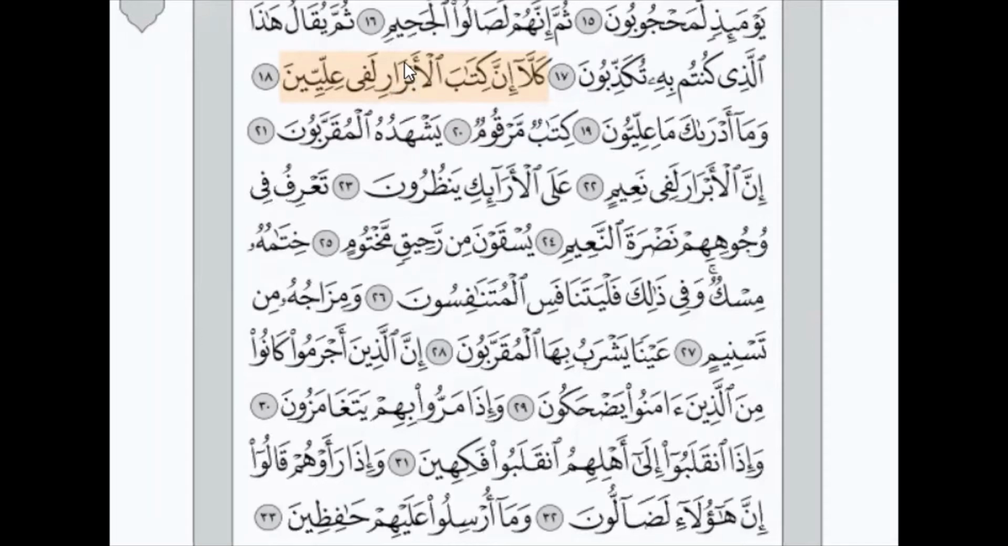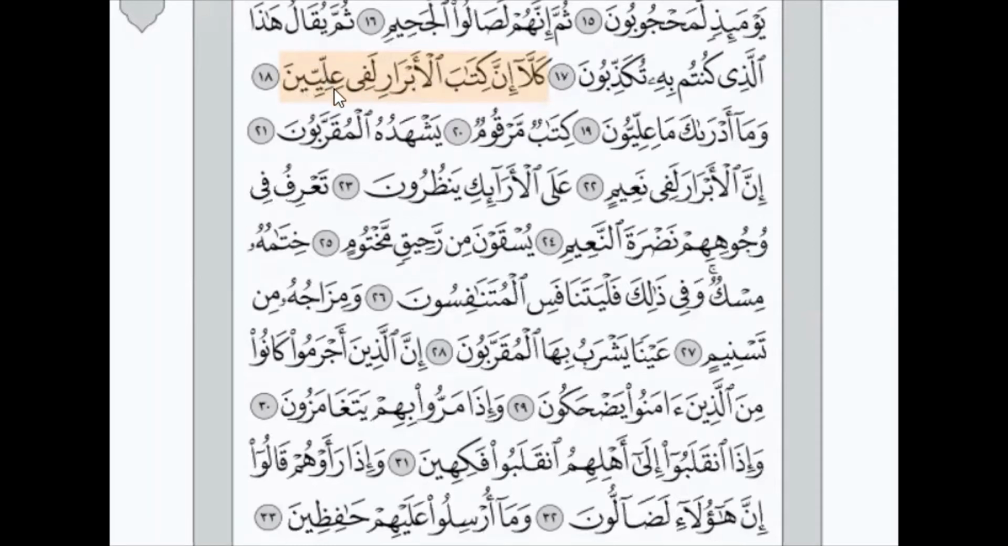Ra has a fatha, it is heavy. Alif here is a natural mud extended for 2 counts. The second ra here has a kasra, it is light. Abrari, abrari, lafi illiyin. Here you have a natural mud extended for 2 counts.